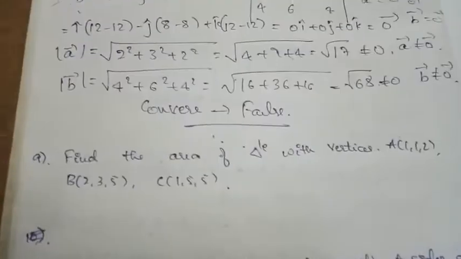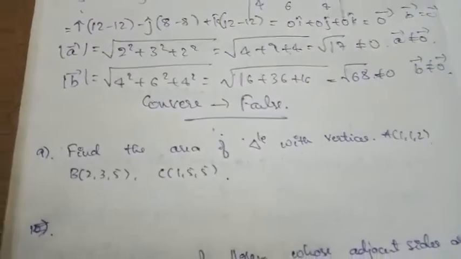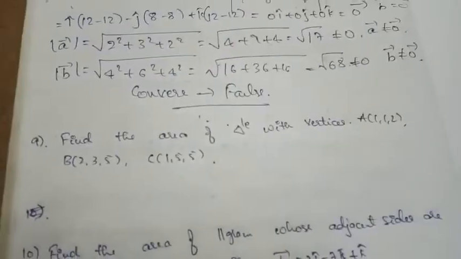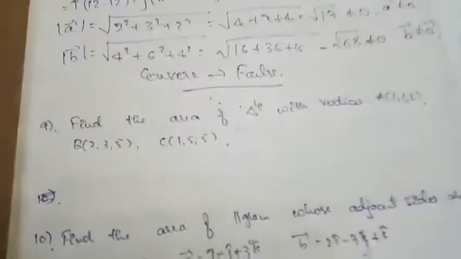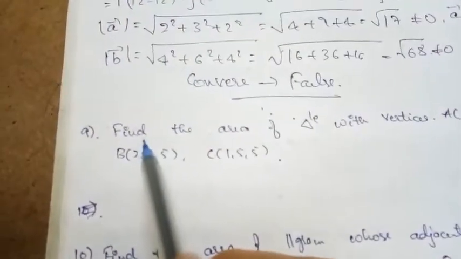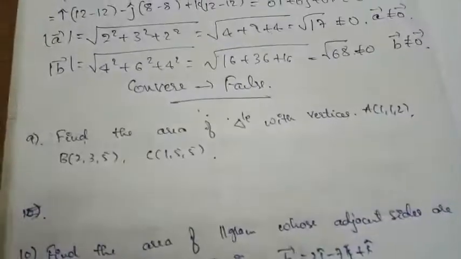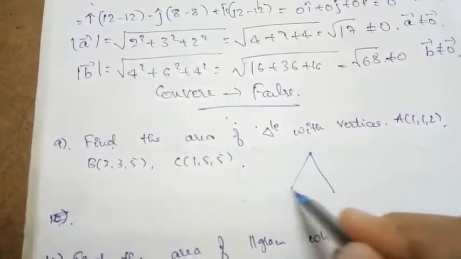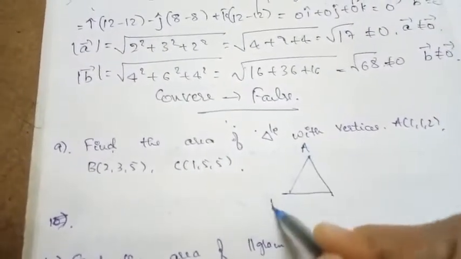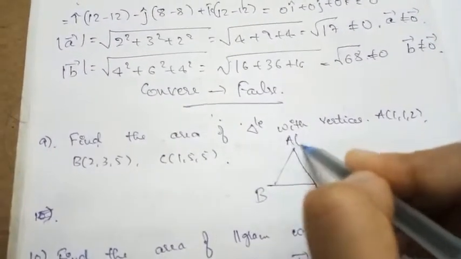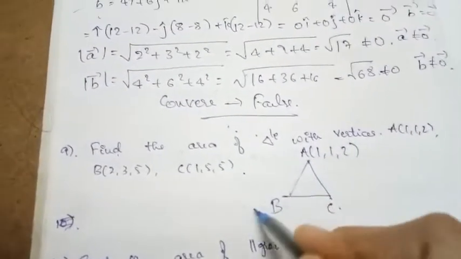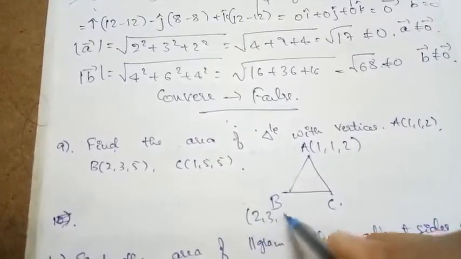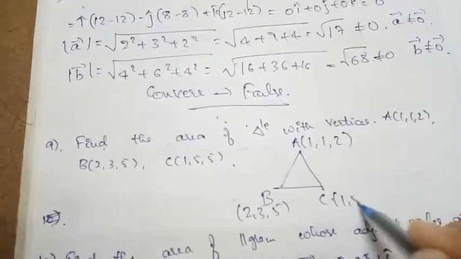So here the 9th and 10th question, which is similar type of question, I have already solved in the previous video. So what the question here is saying is we need to find the area of the triangle when the vertices of the triangle are given. So if I call this triangle ABC, A is 1 1 2 and B is 2 3 5 and C is 1 5 5.